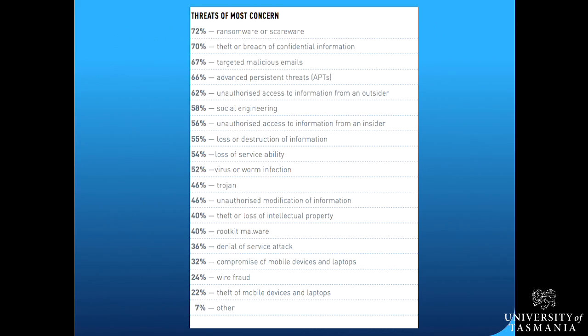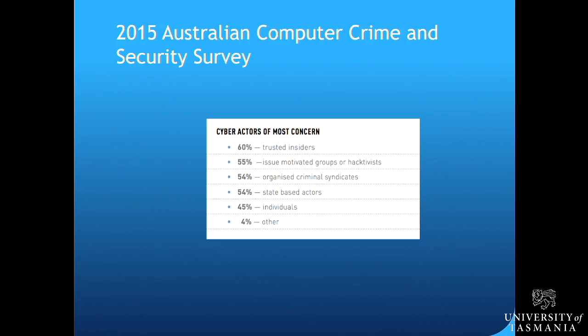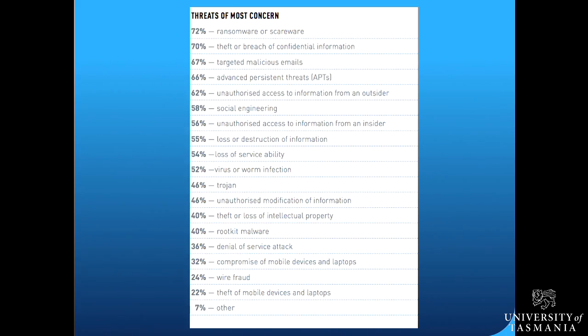Here's the threats of most concern, which at the top, 72 have got ransomware. This was prior to, this is the 2015 one. This is prior to the first half of last year, when ransomware took off and affected lots and lots of companies and shut down the chocolate factory here in Hobart, and a bunch of other things. So they were concerned about ransomware, but ransomware last year famously had massive, massive impact globally.